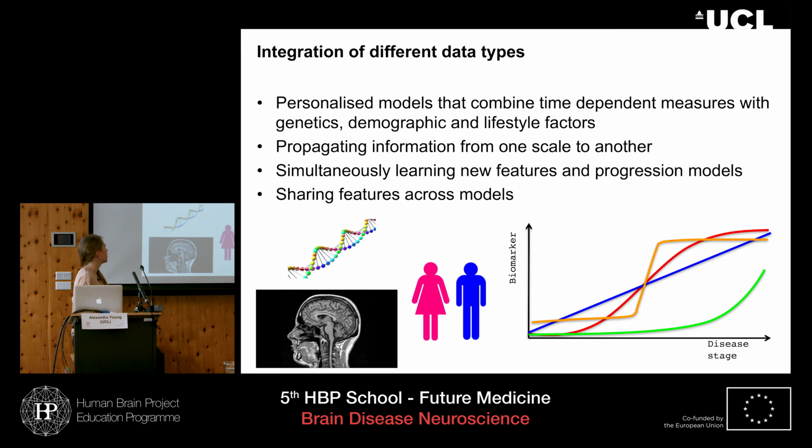So another challenge is simultaneously learning new features in progression models. This relates to the personalization problem in terms of genetics, but also there might be new imaging features that you could learn. For example, extending these ideas to deep learning to automatically extract your imaging features and also the temporal progression. And then the final thing is sharing features across the models. So in comorbidities and in highly complex data, you want the most compact representation you can possibly have, and this would be achieved by sharing different variables.